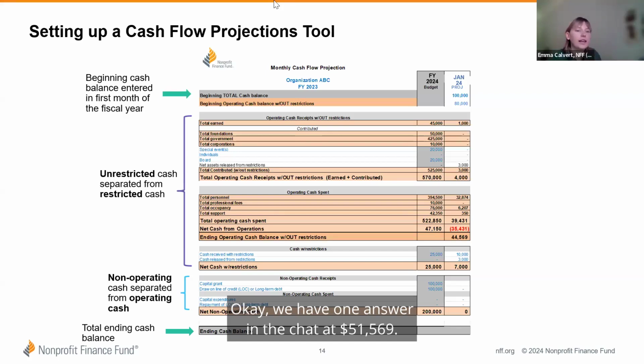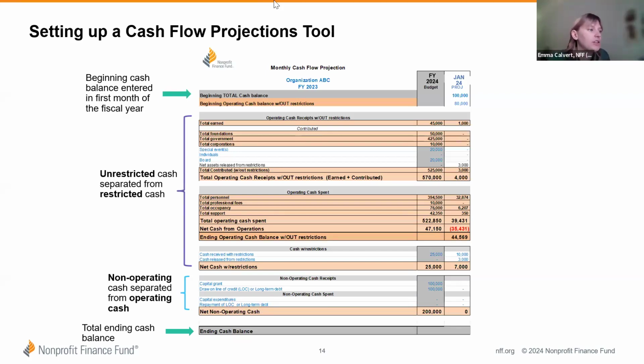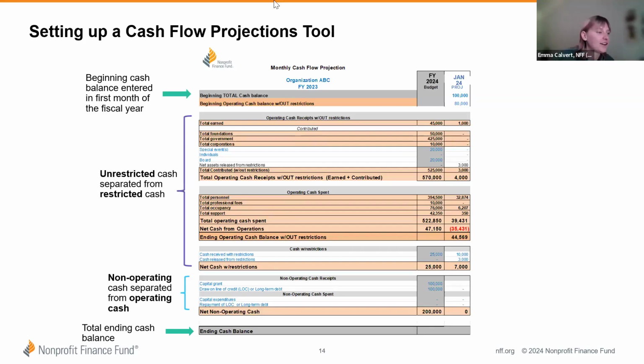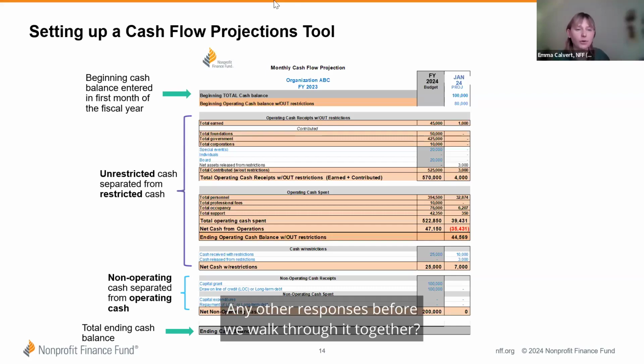Okay, we have one answer in the chat at 51,569. Clara also says that. Any other responses? Thanks all for participating and doing math. It's not always the most fun. Ursa, I'm sorry if I'm pronouncing your name incorrectly, says 71,569. Any other responses before we walk through it together?